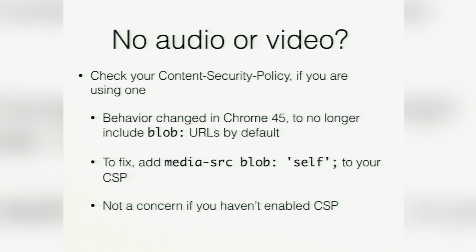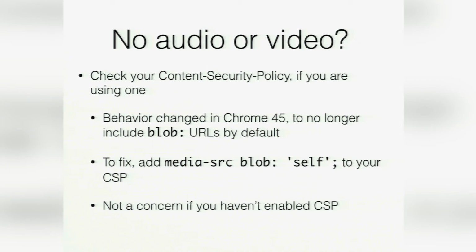If you've never heard of content security policy, then this probably does not apply to you. But there are some sites where they've decided to enable content security policy, because it's security, it's got to be better, right? In Chrome 44 and earlier, it by default included blob URLs in the default content security policy. They changed that in Chrome 45. And so we had a customer with an application that worked fine until Chrome 45, and then it stopped working.